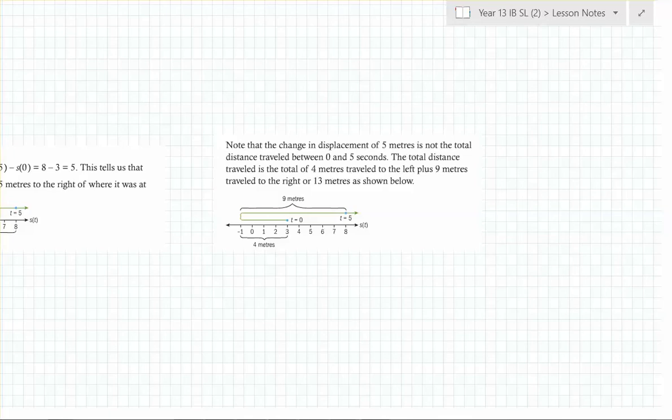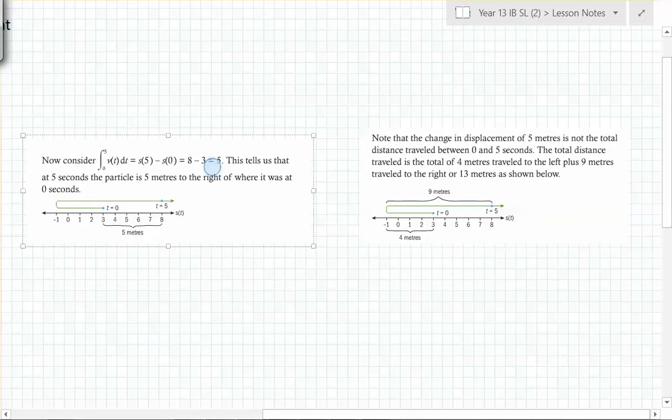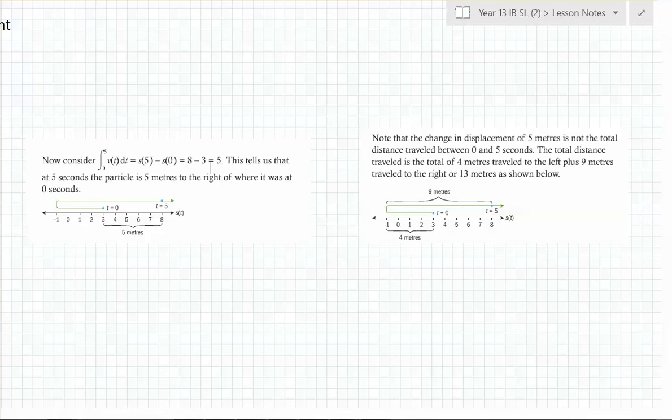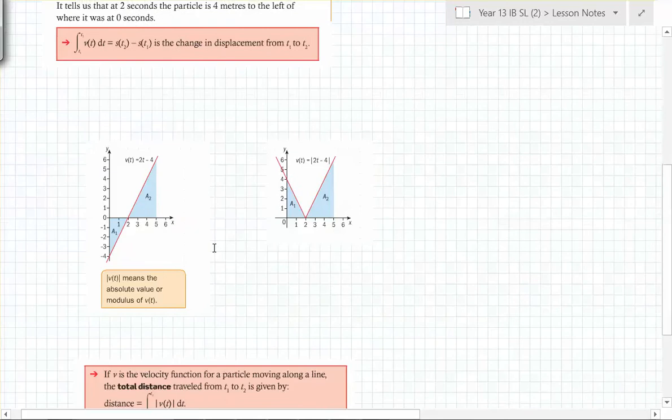So we've got two very different values. So we notice in that first diagram here, look, the displacement is 5. So the displacement is 5, but the total distance travelled is 13. Are we okay with that? Alright. So this then leads us to, how do we actually look at it when we talk areas under curves?